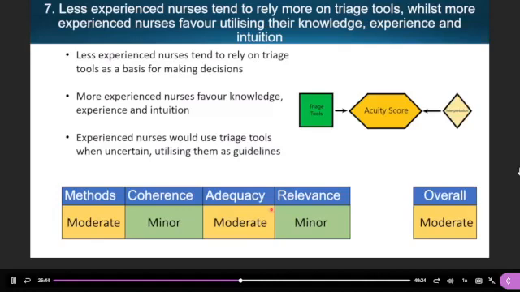We found that less experienced nurses tend to rely on triage tools as a basis for making their decisions. They didn't have the experience necessary to work independently, therefore they attached to the tools and utilise their decisions. More experienced nurses would favour knowledge, experience and intuition. They'd make decisions separate from the tools. However, experienced nurses, when uncertain, would return to the tools and utilise them as guidelines, showing worth to the tools.